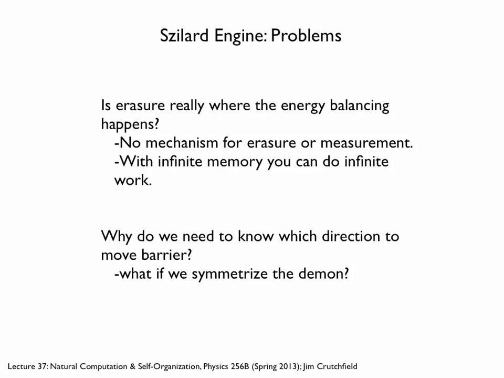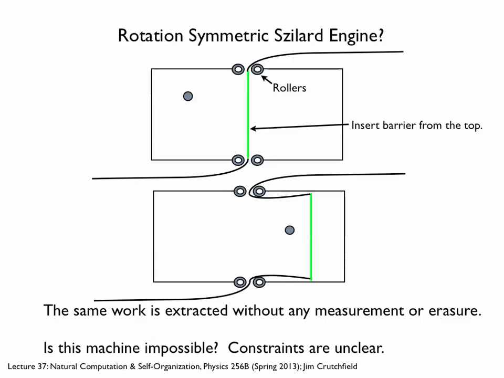But the thing I think really problematizes this model is the idea that when the daemon measures, it also needs to decide which way to move the box when it has the particle in one side of the box. It can't just let the box expand on its own. Why do we need the daemon to decide a direction? What if we have a symmetric system? What if we symmetrize the daemon?